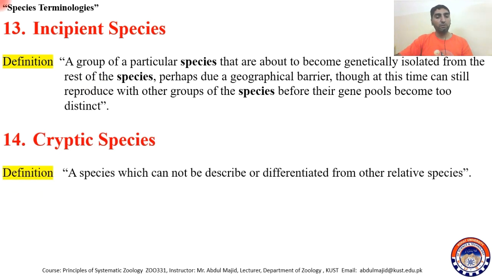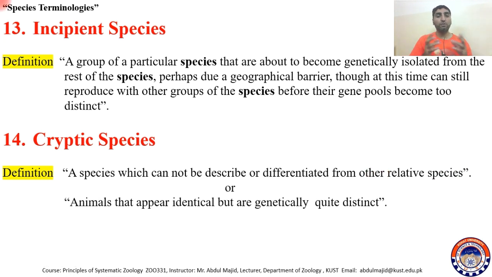Then there are cryptic species. A species which cannot be easily differentiated from other related species. Sometimes species are morphologically very similar, but they are reproductively isolated, or genetically very different from each other, so we cannot distinguish them easily. Such species are known as cryptic species. You can also say those species whose distinctive features are not clear. If you look at the animals, they appear identical, but they are genetically quite different. By looking at them you will say they are the same species, but when you study their genetic makeup, they are very different. Such species are very difficult to differentiate, and are known as cryptic species.